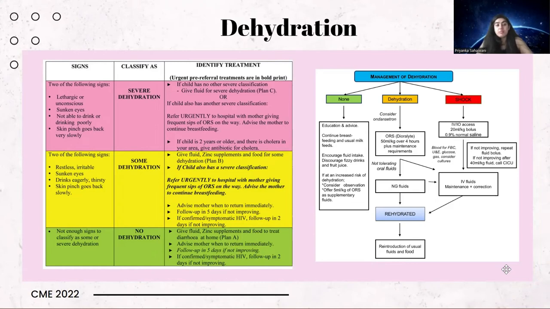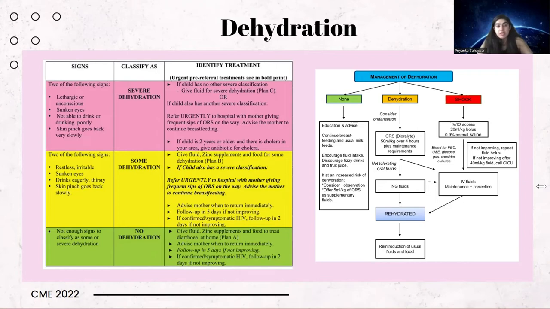Now, what is some dehydration? They will be restless, irritable. They will have sunken eyes and skin pinch goes back slowly. These are the two signs we use very commonly to classify our dehydration. And this is what we use in children to classify dehydration. So sunken eyes and skin pinch, check regularly if you're suspecting dehydration, and then drinks eagerly or thirsty.